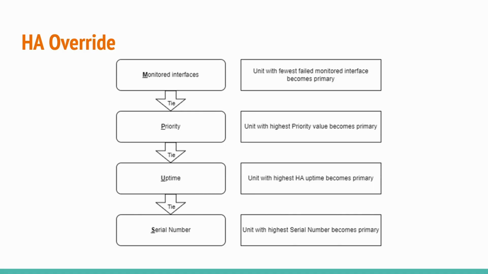So really the takeaway here is that the HA override gives you more control of the unit that you want to become primary in the election process. Without HA override, uptime is checked before priority, and with HA override, priority is checked before uptime. And this is useful when you want one specific FortiGate to retake the primary role after a reboot or a failover instead of just leaving the current healthy member in place based on uptime.